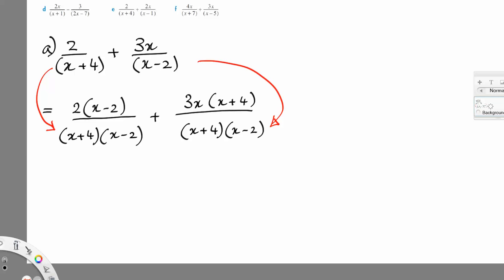Once we've got that, all we have to do is tidy up the top. All right, the bottom, the denominator is going to stay the same. Okay, so to tidy up the top, what I will do is expand the brackets. We'll look for like terms, group them, and then consolidate it and make it neat. Okay, but the denominator is just going to stay the same. So I'll actually write in the denominator now. All right, I'm just going to end up with one fraction with a denominator of x plus 4 times x minus 2.